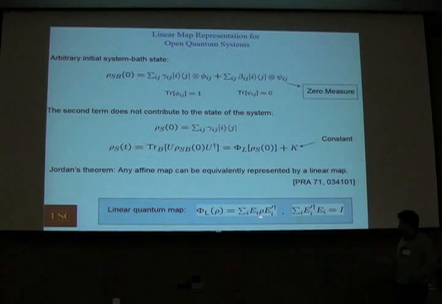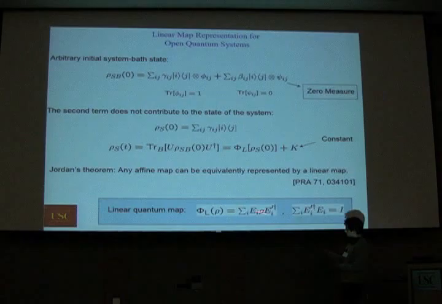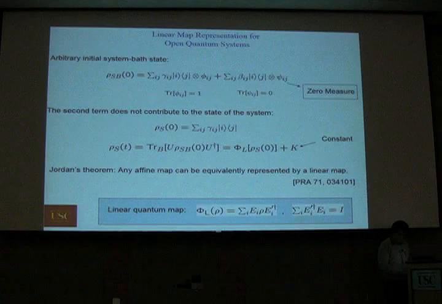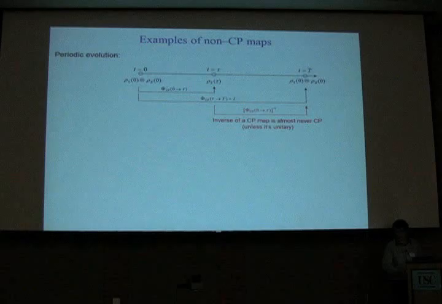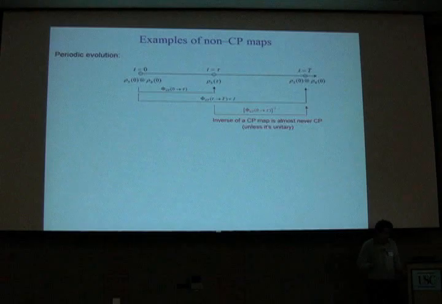If E prime_i is equal to E_i, we get back to our CP map. So I'm going to use this formulation in the rest of my talk, whenever I talk about the quantum map. How much time do I have? 11, okay. So I want to give you two examples of where the non-CP linear map appears.